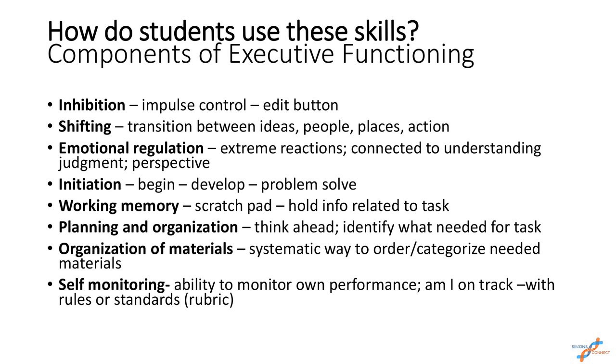So when thinking about the children that we work with, how do our students use these skills, and what are the different components of executive functioning? There are lots of different things that go into executive functioning, so I'll just go through some examples of what those are. First we have inhibition. That's our impulse control. That's our ability to edit, or our edit button, our ability to stop ourselves before we say something that we maybe otherwise shouldn't say.